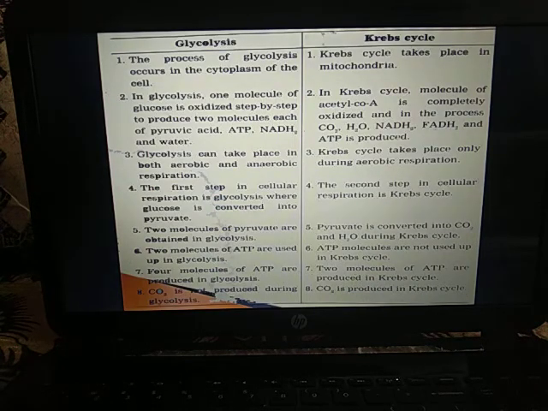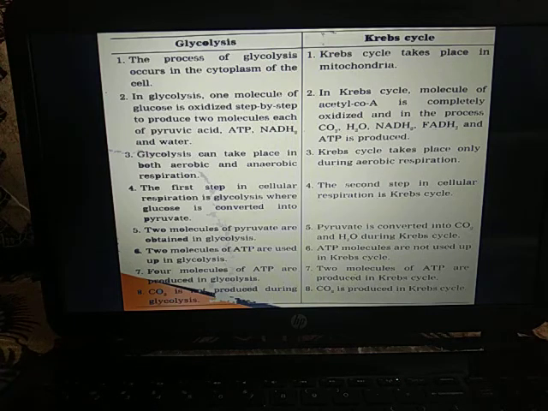Glycolysis occurs inside the cytoplasm. The Krebs cycle operates inside the mitochondria. Glycolysis is a straight or linear pathway, and the Krebs cycle is a cyclic pathway. Glycolysis is the first step of respiration, in which glucose is broken down to the level of pyruvate. The Krebs cycle is the second step of respiration, where an active acetyl group is broken down completely.